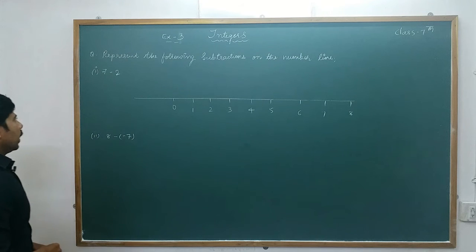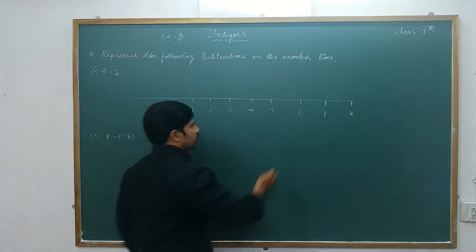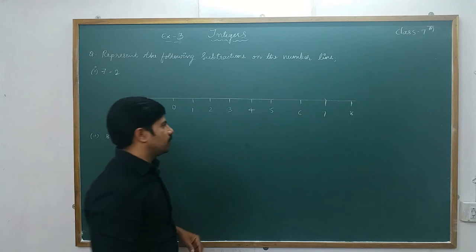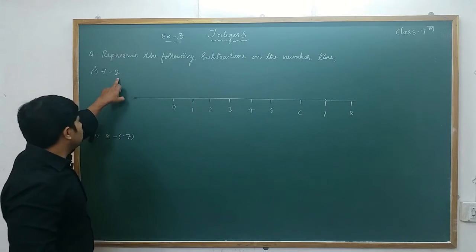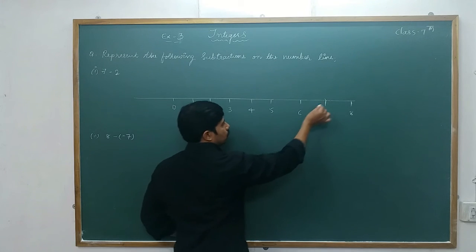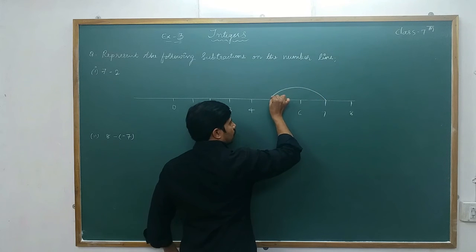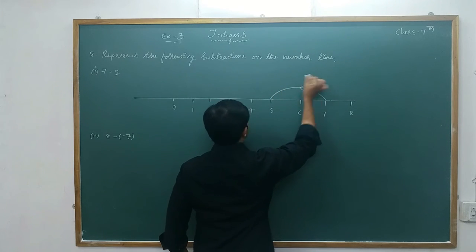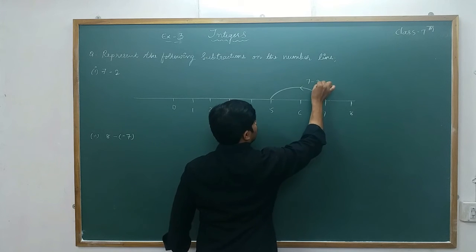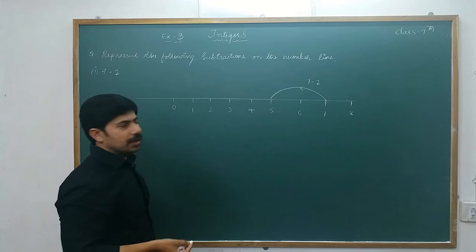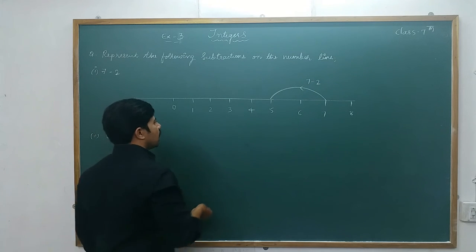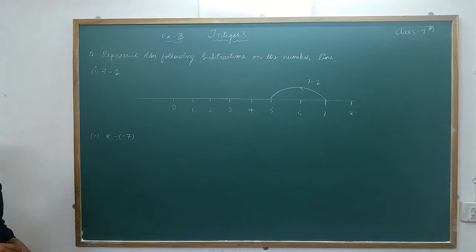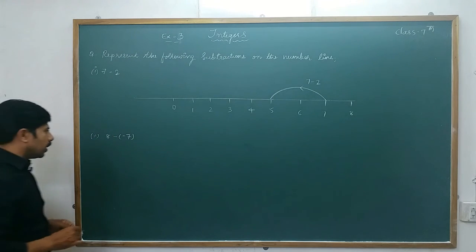Now on this number line, 7 minus 2. See, from 7 you start. As it is minus, move towards the left. So how many steps do we have to move? 2 steps. So that is 1, 2. So this is 7 minus 2. So 7 minus 2 is 5. Right? Now generally we start with 7. This is completed. Now the next one is 8 minus of minus 7.